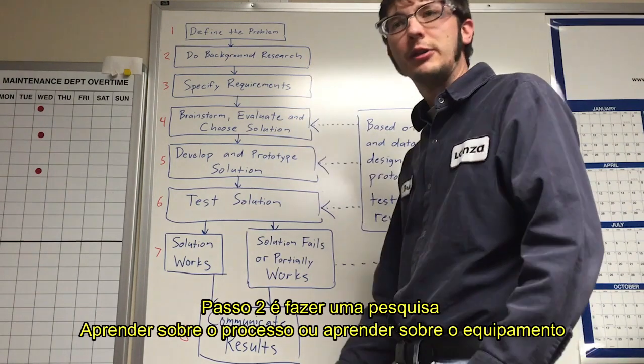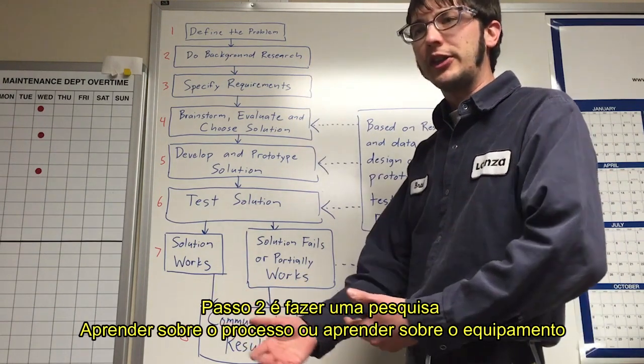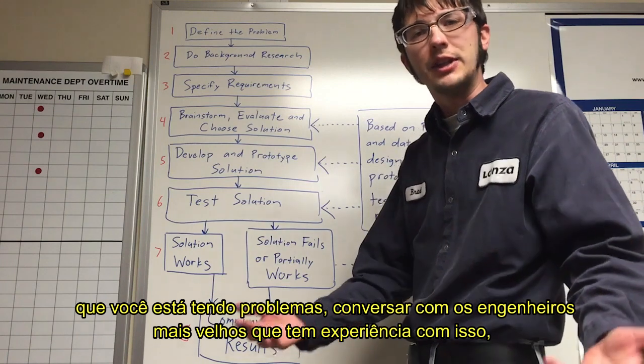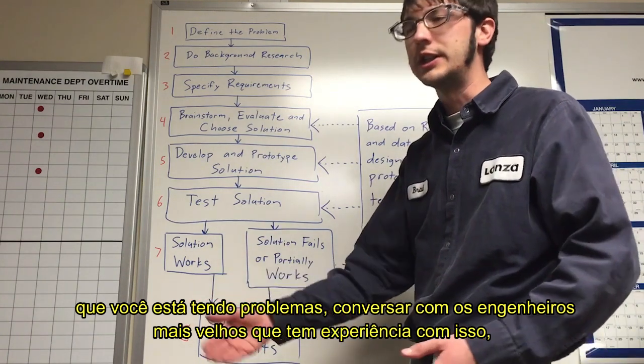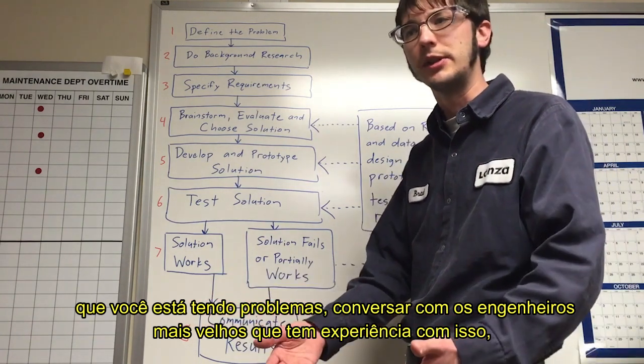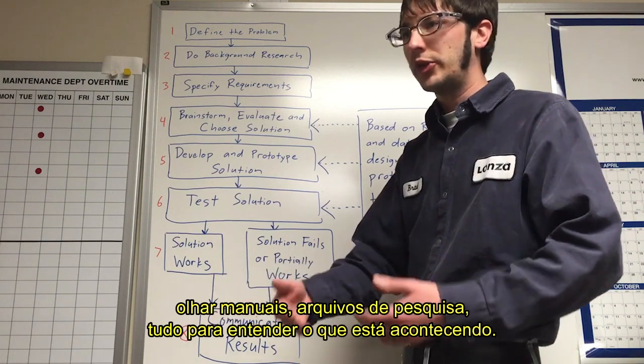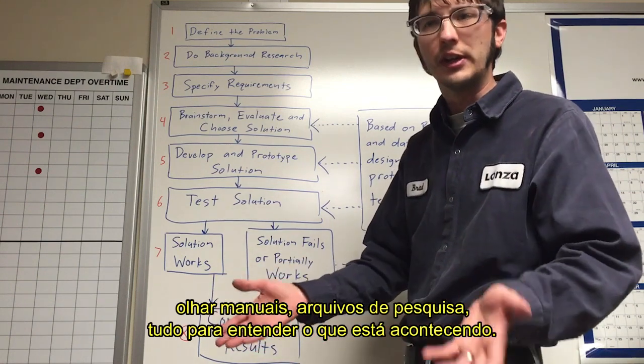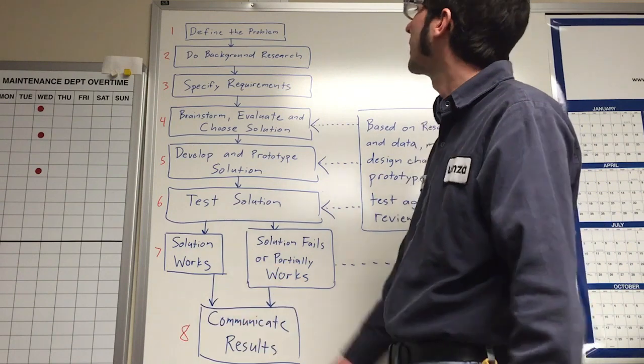Step two is to do background research. Learn about the process or learn about the equipment that you're having issues with. Talk to some of the senior engineers, experts at the plant that have experience with it. Look up manuals, research files, all that good stuff to understand what should be going on.